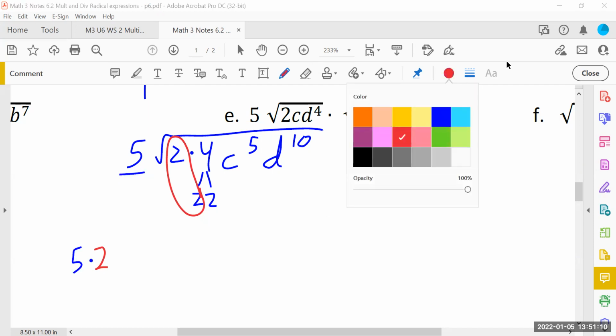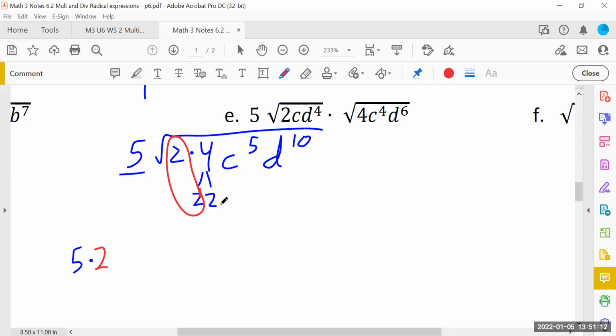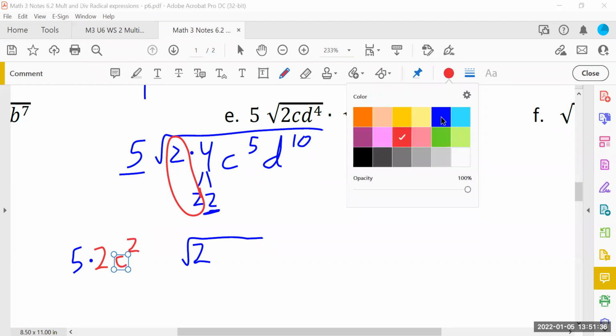The C's, oh wait, before I go on though, I do still have 1, 2 left inside that square root. Don't forget about that too. The C's, C to the 5th, I have 2 sets of C's, right? 5, 1 set, 2 sets, 1 left over. So C squared with 1 C left on the inside.